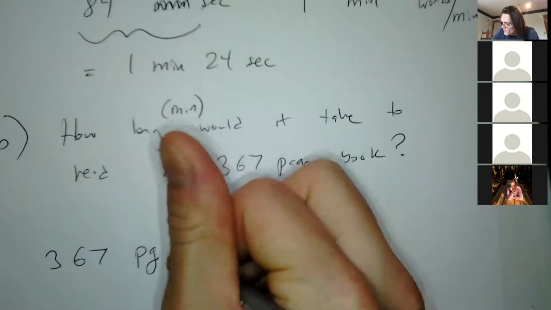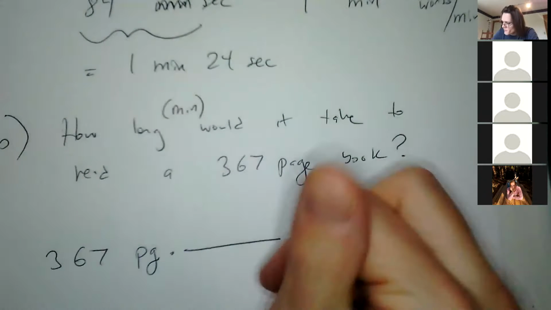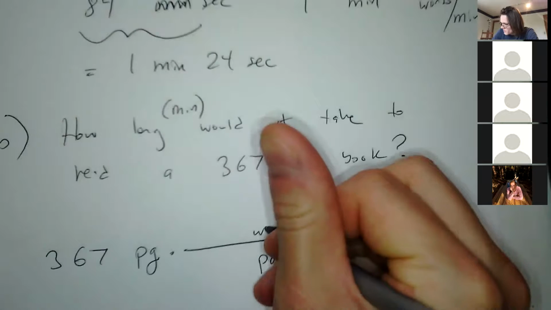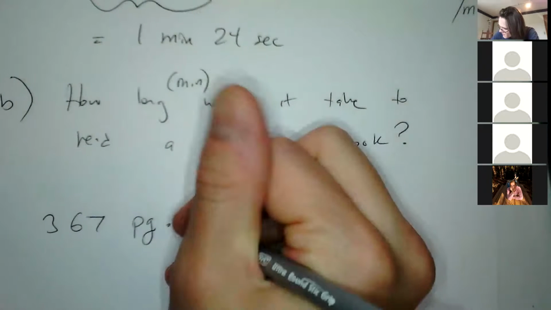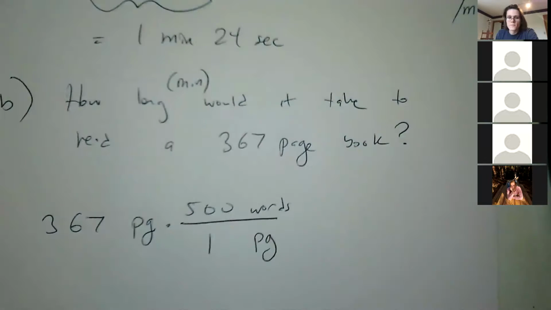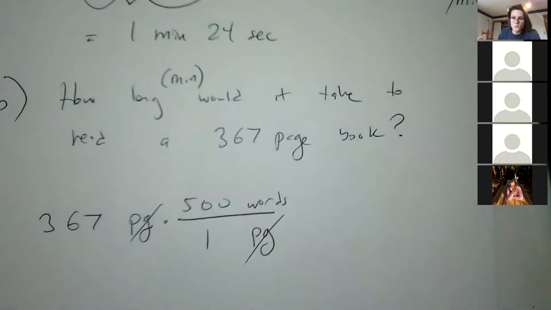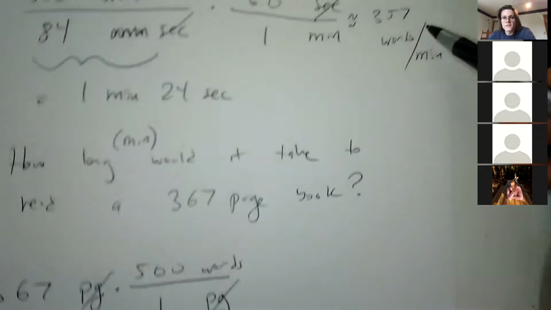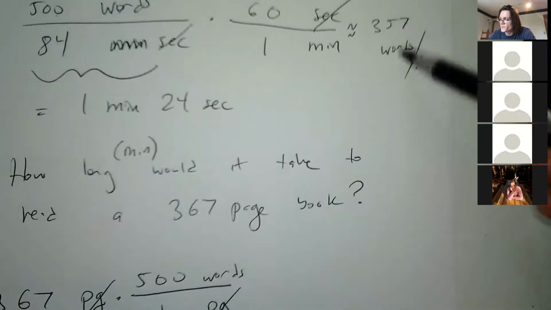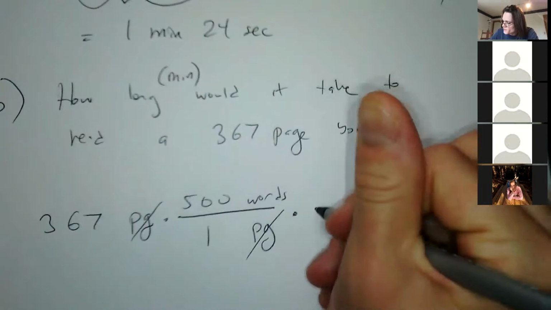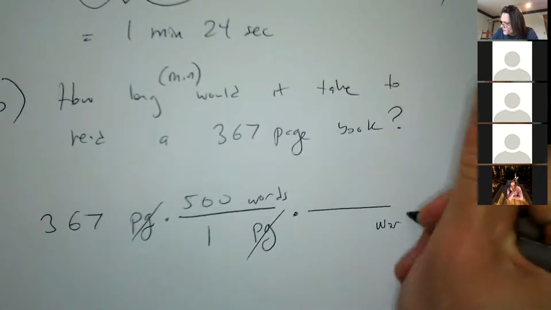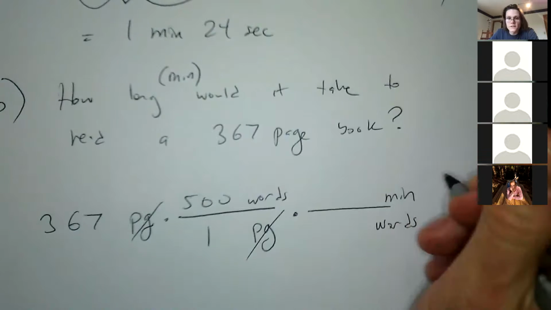So I want to convert this into words. So I put pages down here, words up here. I know that one page is about 500 words. And so now the pages cancel and we're in words. And now if I want to convert to minutes, I go up here and this says I can read 357 words in 1 minute, which again seems really fast. And so I can use that relationship. So if I want to get rid of the words, put words down here, minutes here.